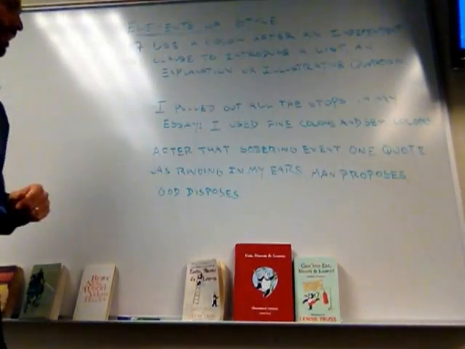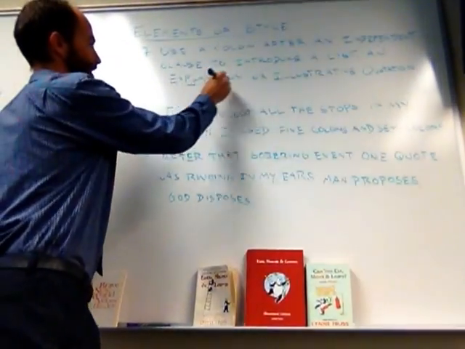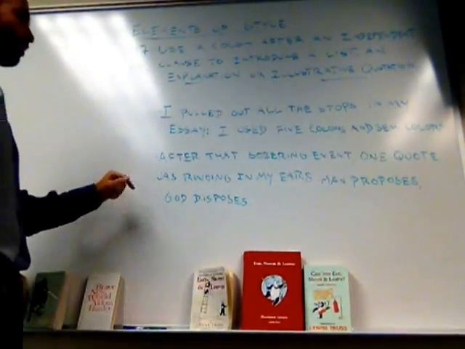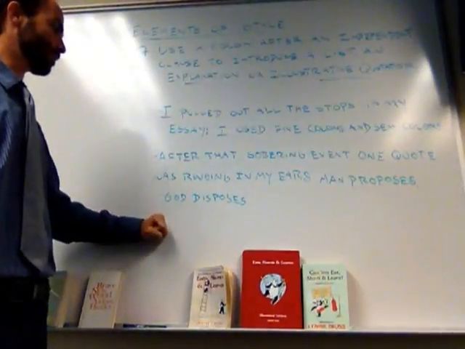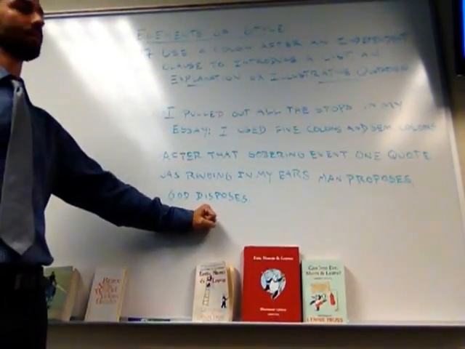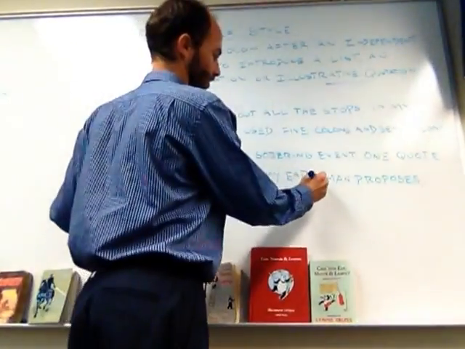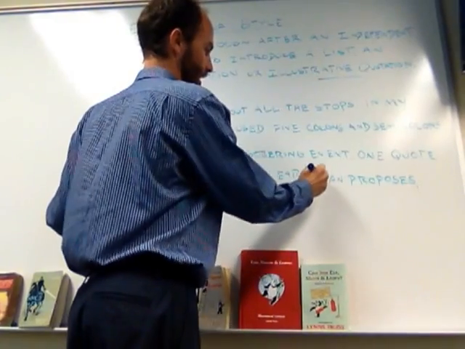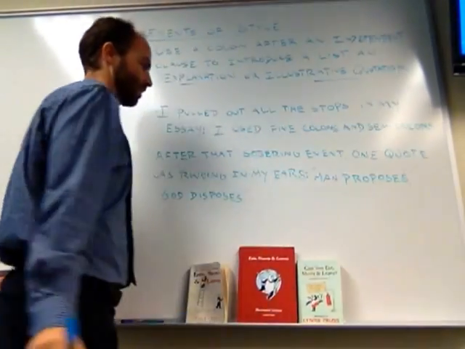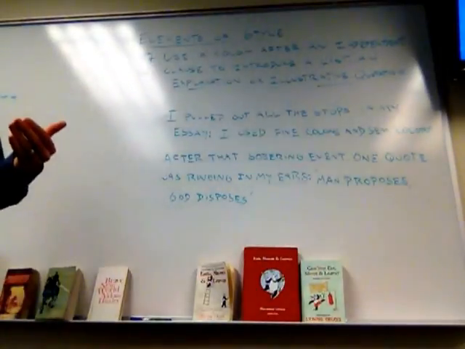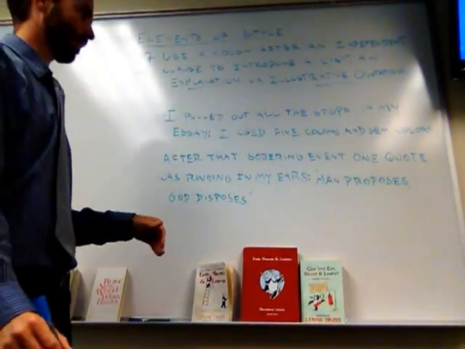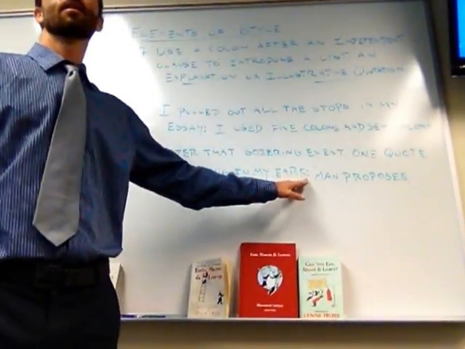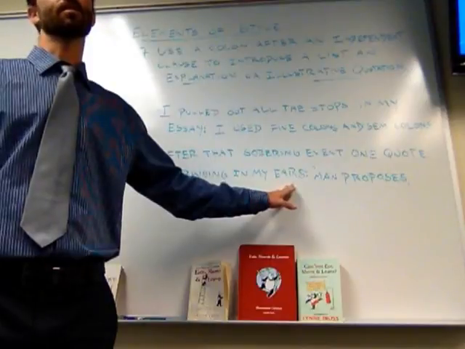Now the second example. After that sobering event, so that was the explanation. Now let's look at an example of an illustrative quotation. After that sobering event, one quote was ringing in my ears: Man proposes, God disposes. So what's the quote? Well, it's man proposes, God disposes. So I need the colon there. And I could technically put quotation marks around that, especially if it was a quote by a certain person that you're naming. Here, that's not the case, so either way works. But you see how I separate the quote from the sentence that introduces it.